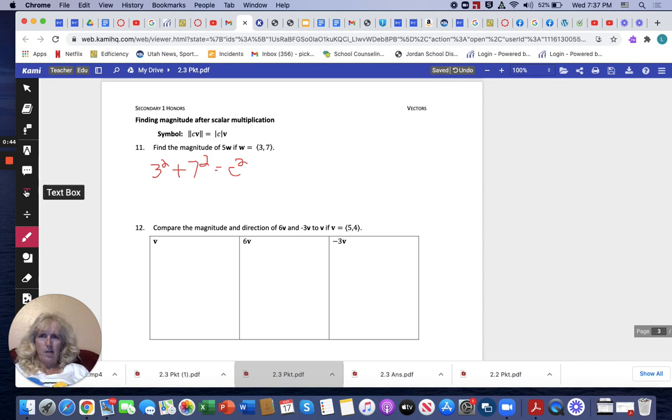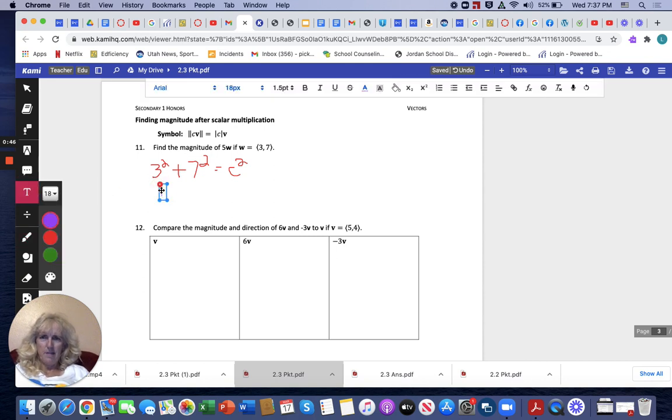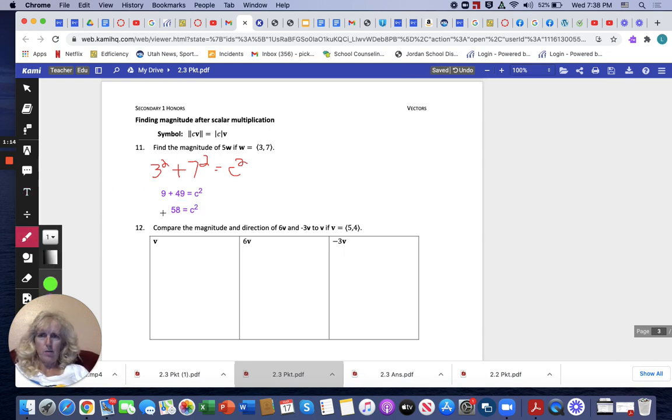So we know that 3 squared is 9, 7 squared is 49, equals c squared. Okay? So we add that together and we get 58 equals c squared. Okay, then what we want to do is take the square root of each side.